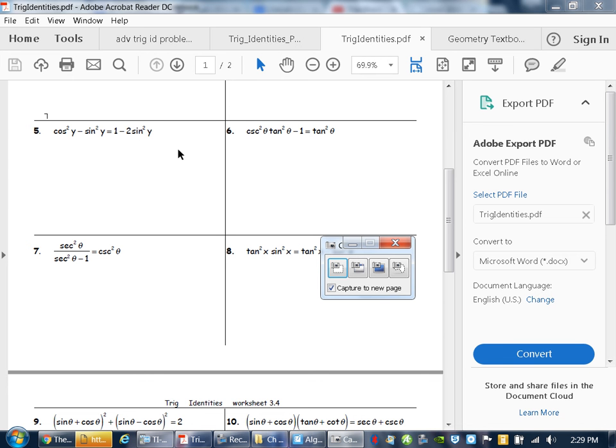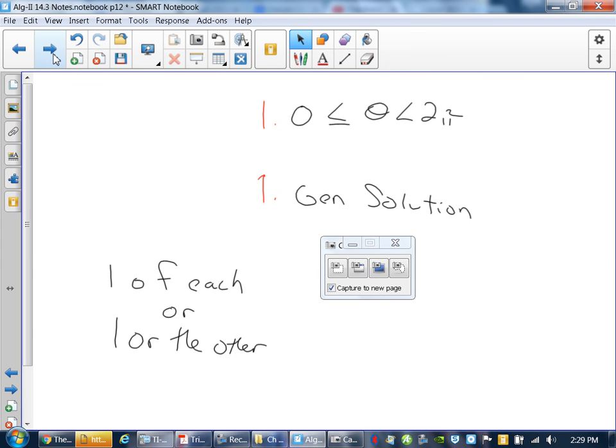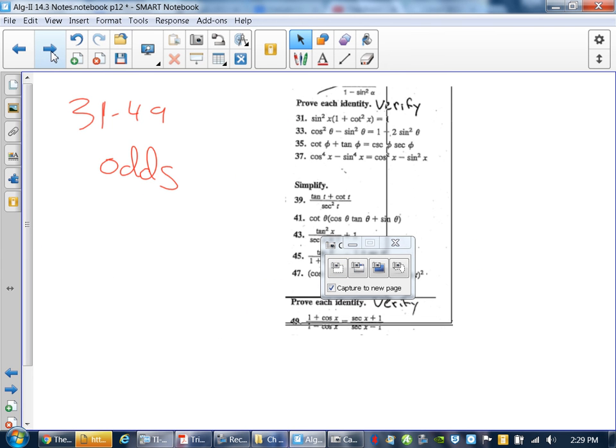What I'd like you guys to work on this weekend is to catch up on the Z. I'd like you to go through the 31 through 49 odds on here. Are we ever going to turn this packet in? No. Try and go 31 through 49 odds on that one.